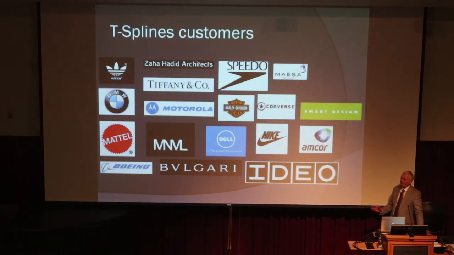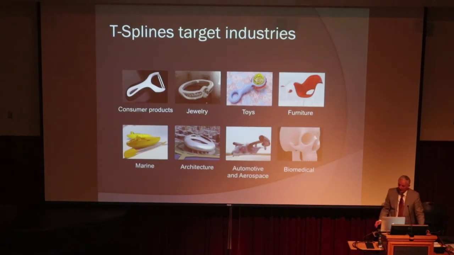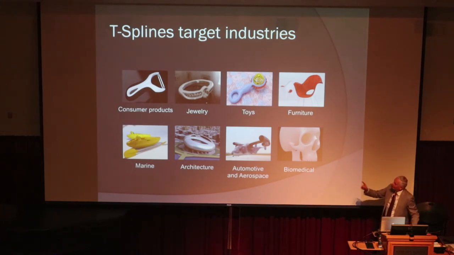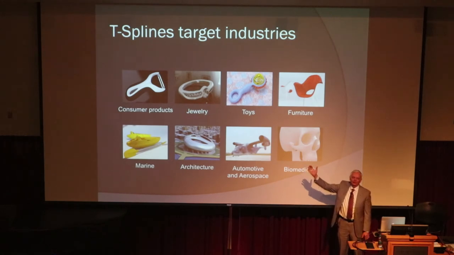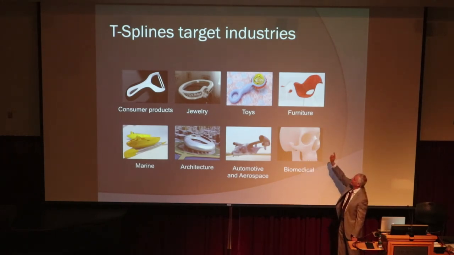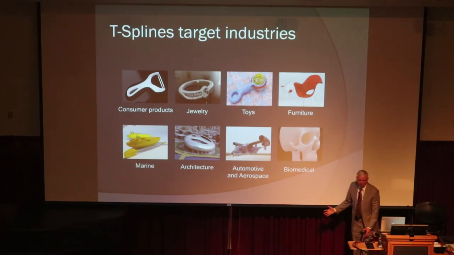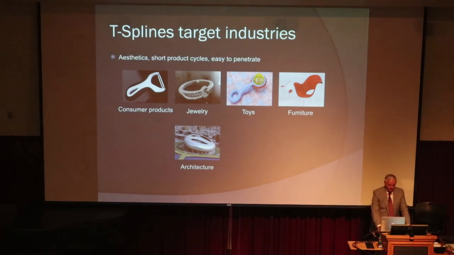But we were making inroads. I was encouraged enough that I thought we had a good chance of success. We had a lot of high-profile companies that were users of the T-Splines technology. And we had several target industries. Consumer products. Initially for CAD, I thought, with my engineering background, this is going to be mainly car design and things with serious mechanical design applications. But jewelry. I had no idea that jewelers were using CAD. Toys, furniture, biomedical, and we had users in all of those applications.